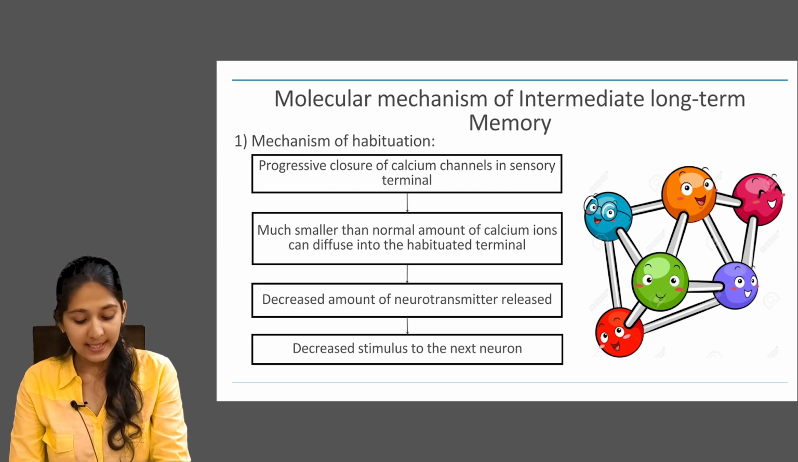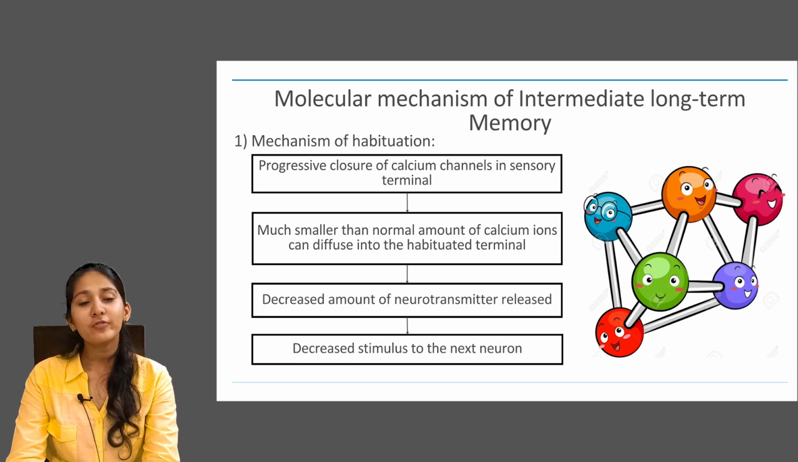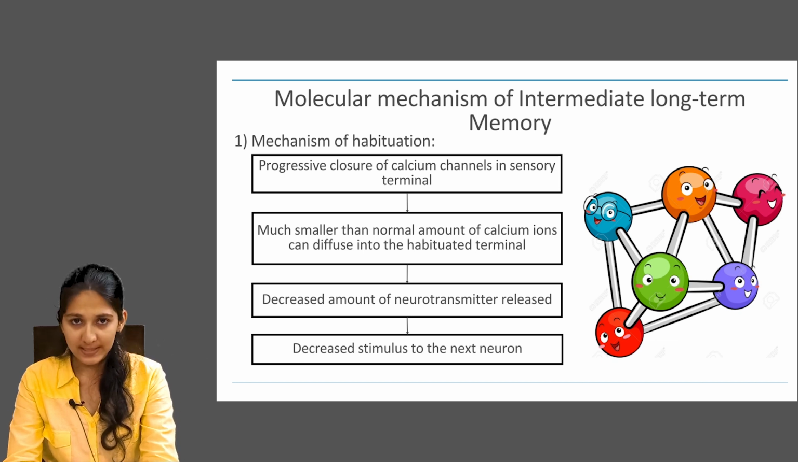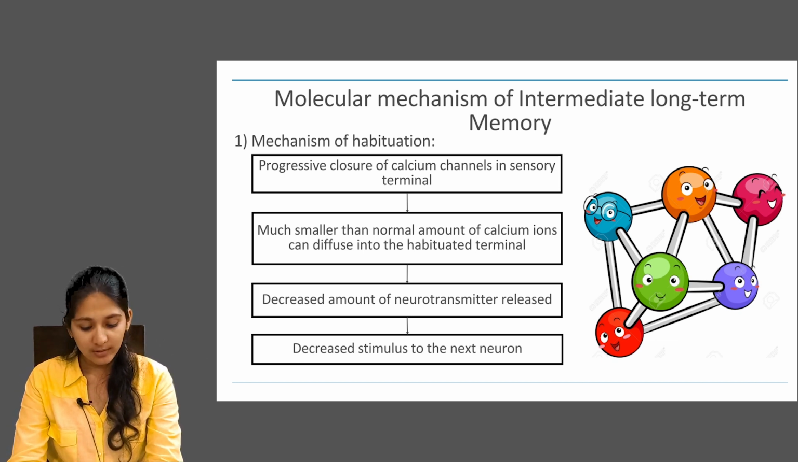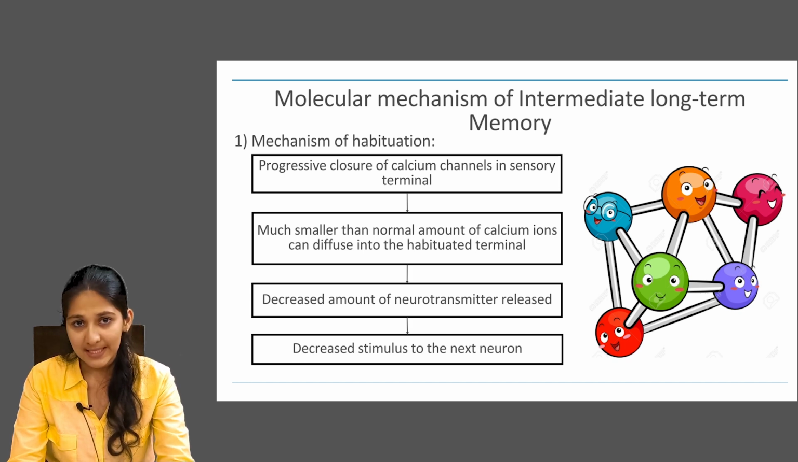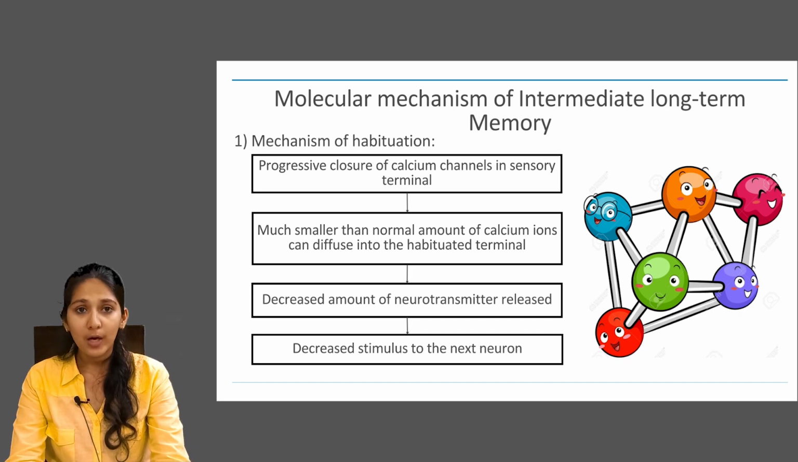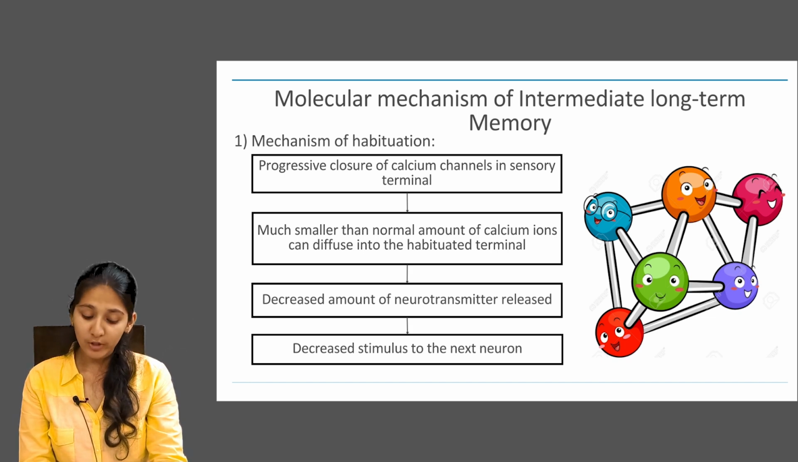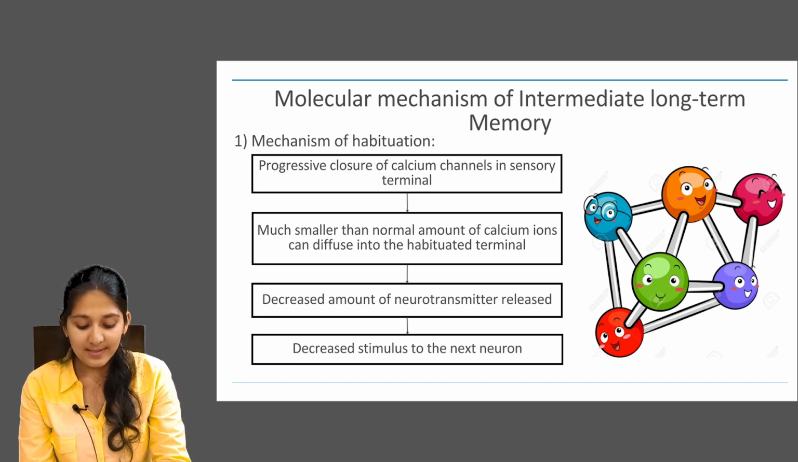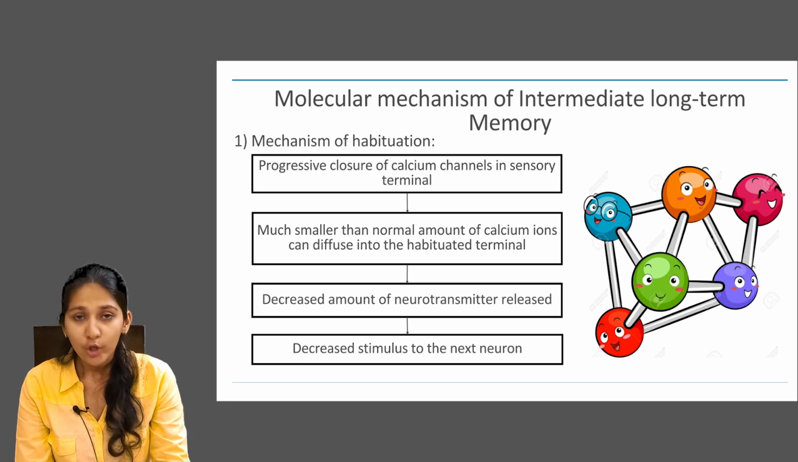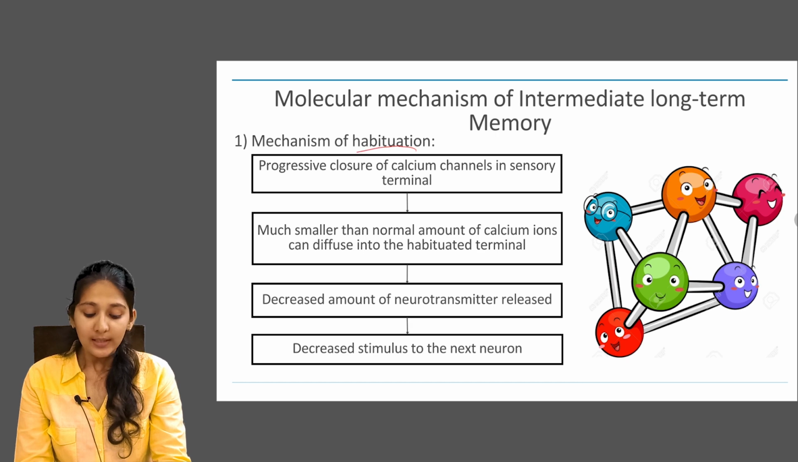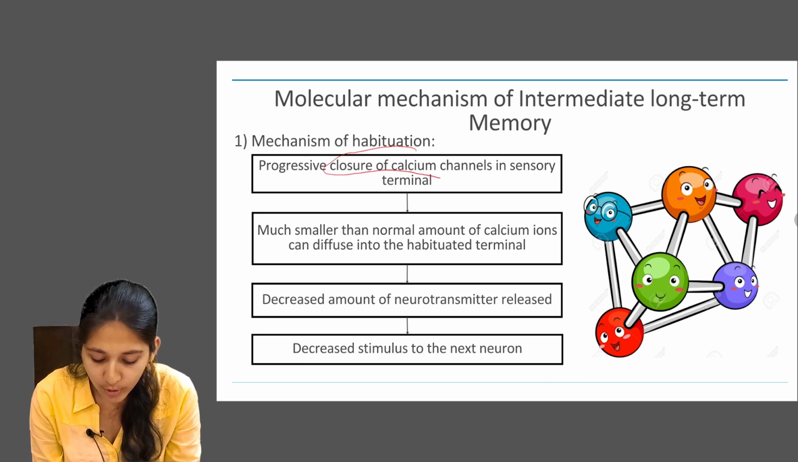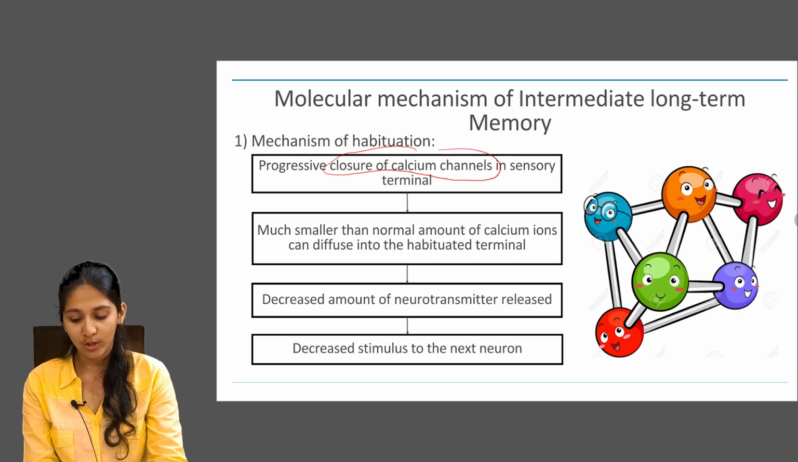First, let's discuss the mechanism of habituation. For the habituation of the sensory neuron, we require it to stop releasing neurotransmitter to the nerve to be stimulated. For this, whenever habituation occurs, there is progressive closure of the calcium channels in the sensory terminal. Because of this, much smaller amounts of calcium enter the sensory terminal. Therefore, a decreased amount of neurotransmitter is released, because we all know that calcium is very important for the release of neurotransmitter from the neuron. As a result, decreased stimuli go to the next neuron, and therefore the next neuron doesn't get stimulated. The mechanism of how there is progressive closure of the calcium channels is still not known.